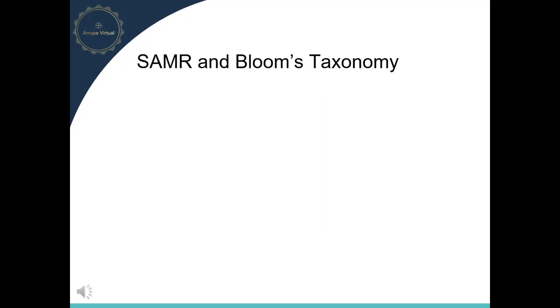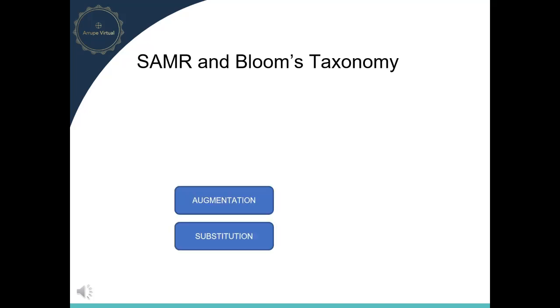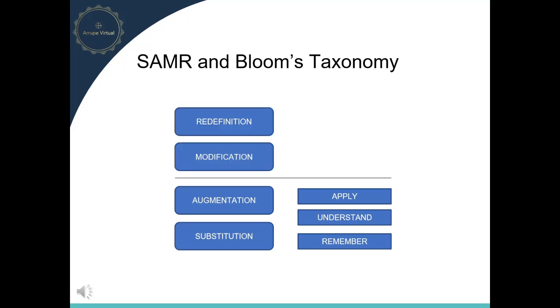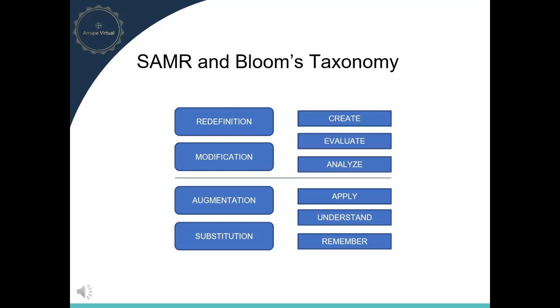If we look at the SAMR model next to Bloom's taxonomy, we can see correlations between the two. The 2 enhancement levels of SAMR, substitution and augmentation, are associated with the 3 lower levels of Bloom's taxonomy: remember, understand, apply. While the 2 other transformational levels of SAMR, modification and redefinition, are associated with the upper levels of the taxonomy: analyze, evaluate, and create.